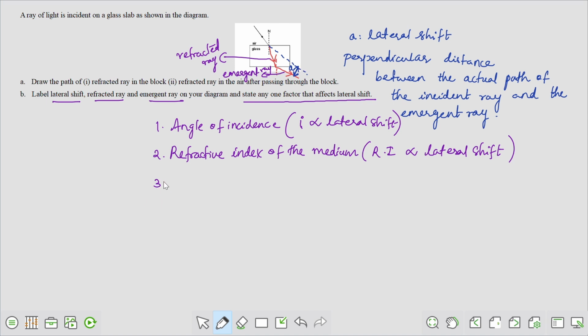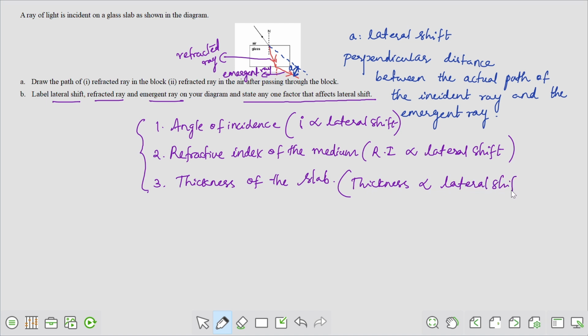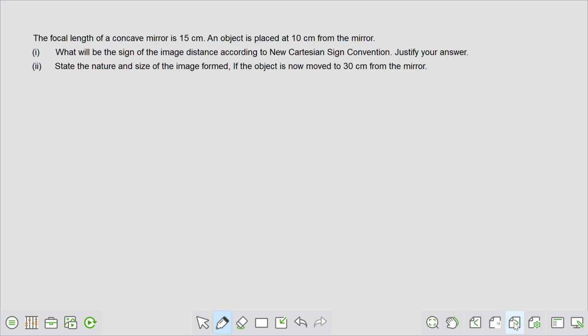Now the third one is thickness of the slab. So these are the factors that affect the lateral shift. How is thickness related to lateral shift? Yes, thickness is directly proportional to lateral shift. So the more the thickness, the more will be the lateral shift. Let's move to the next question.